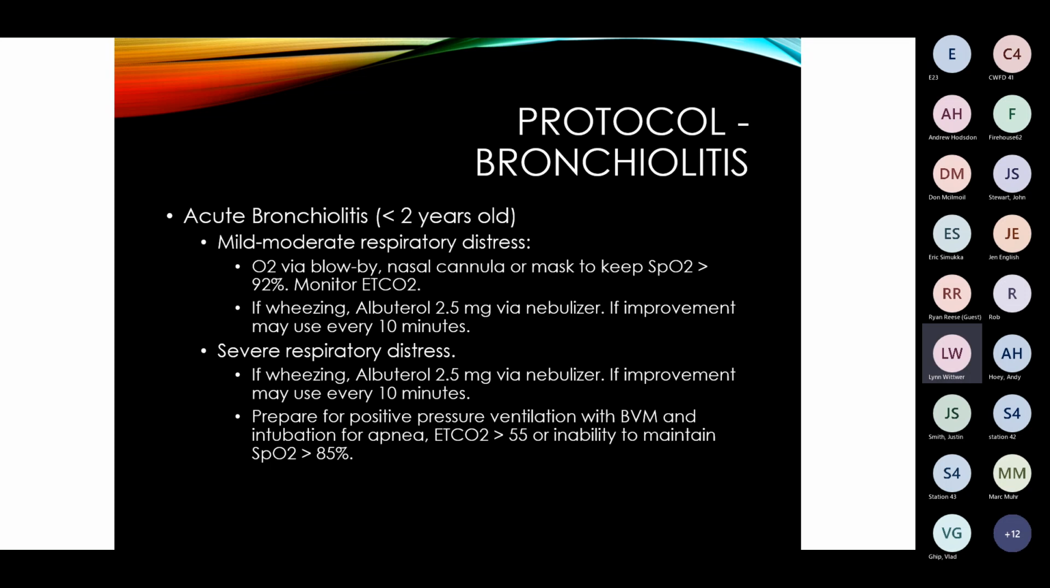Now, treatment of acute bronchiolitis with mild to moderate respiratory distress is O2, blow-by, nasal cannula, or a mask, keeping the SpO2 above 92. Obviously, we like it to 94, and monitor the CO2. And if they're wheezing, a trial of albuterol, 2.5 milligram via nebulizer. If they have improvement, you can use it every 10 minutes.